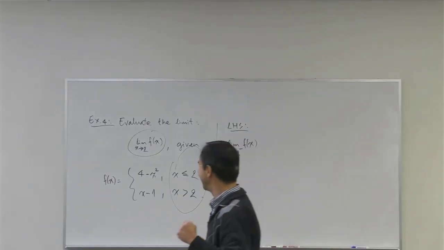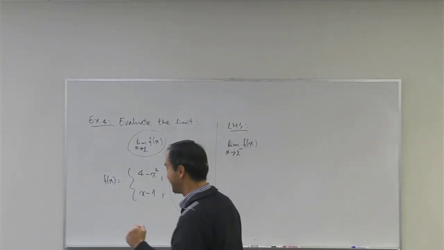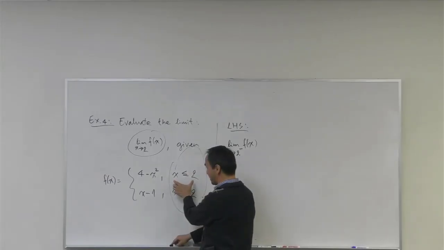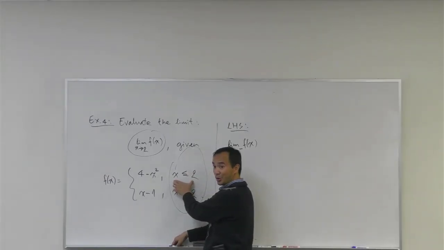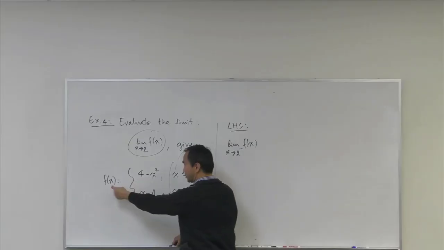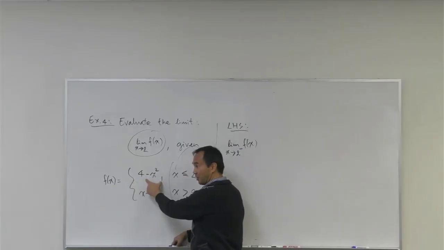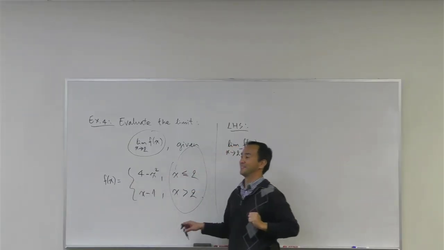Yes? 4 minus x squared, right? Because the condition is saying right here, anytime that you're looking at x less than or equal to 2, then your function has to be defined as this 4 minus x squared piece. You guys with me on that?